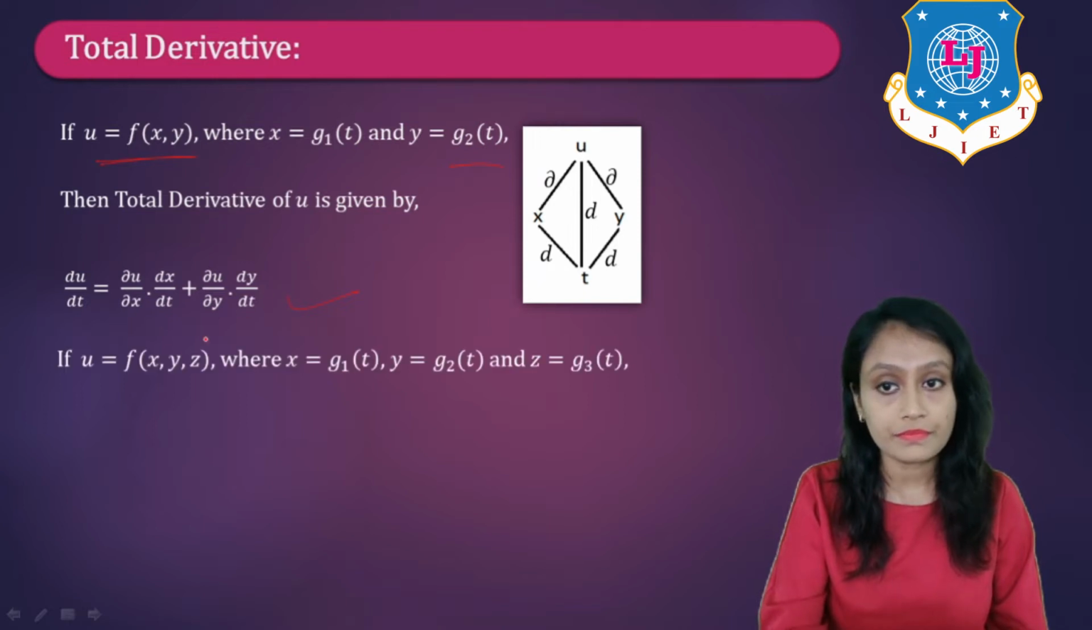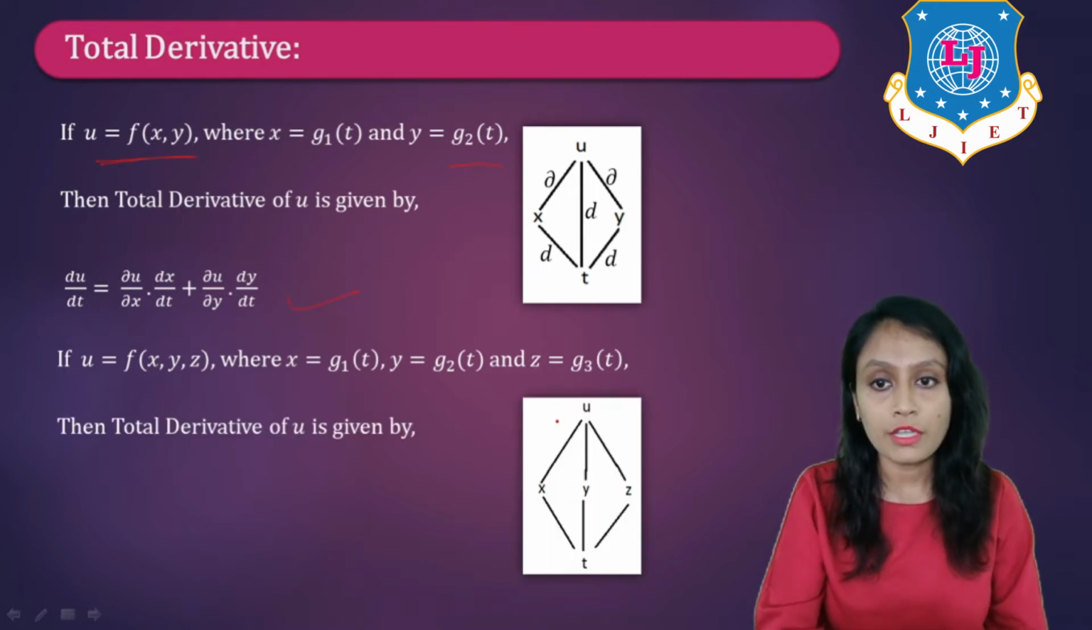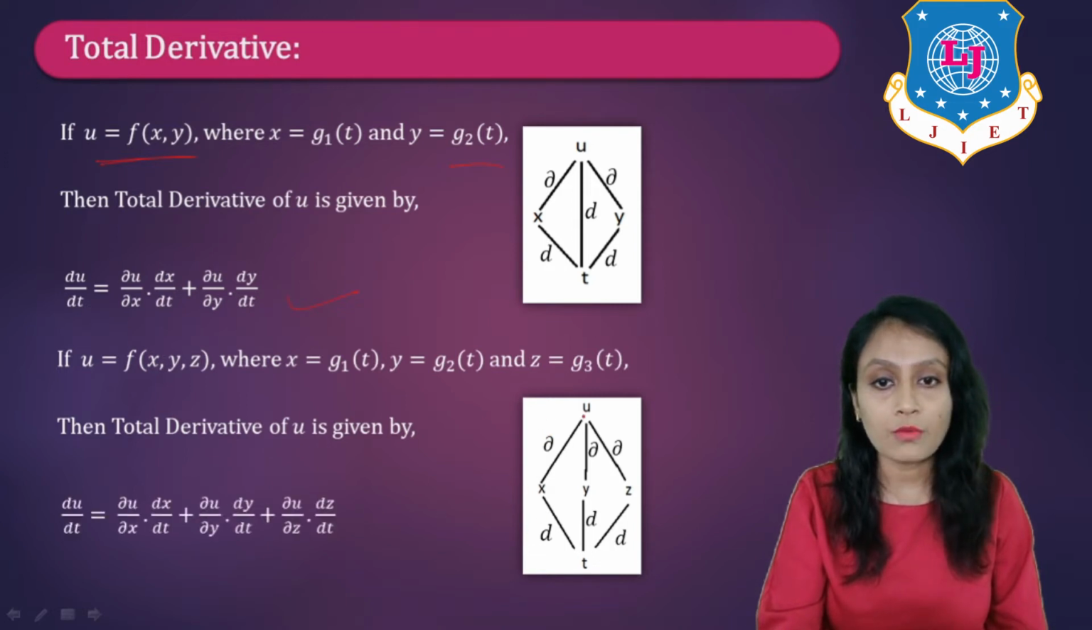Next, suppose u is a function of three variables, that is x, y and z, and x is a function of t, y is also a function of t, and z is also a function of t. So firstly draw the tree diagram. Here u is a function of x, y and z, and x, y and z are functions of t. Now here we have more than one variable, so we will write del, and here we have a single variable, so we will write d.